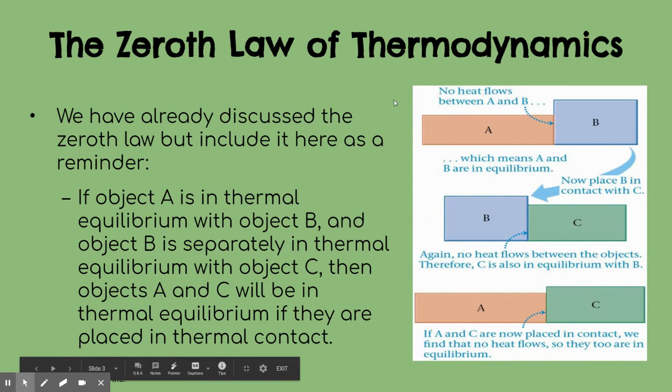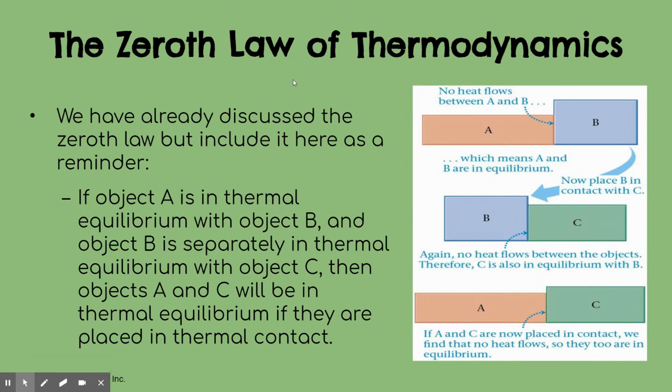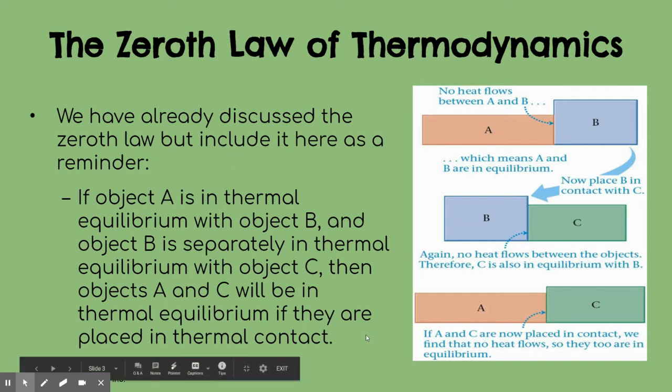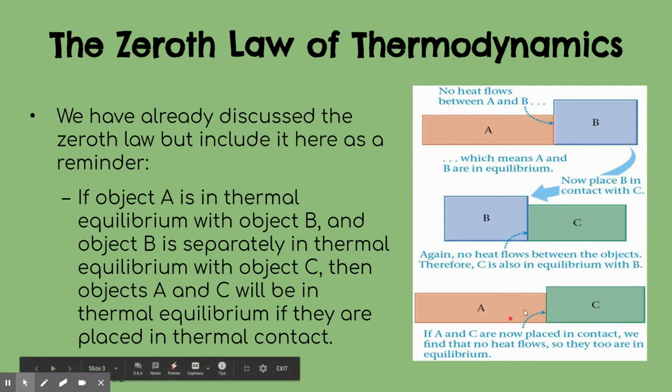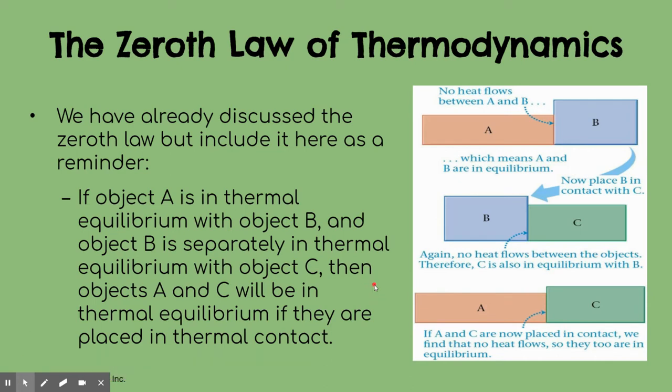I guess technically four. Okay, so the zeroth law of thermodynamics is something that we have already talked about in a previous unit, but I just wanted to quickly recap it here in case you have forgotten. So the zeroth law tells us that when objects A and B are in thermal equilibrium and objects B and C are in thermal equilibrium, that if we were to place A and C in contact with each other, they would also be in thermal equilibrium. That's all it says.